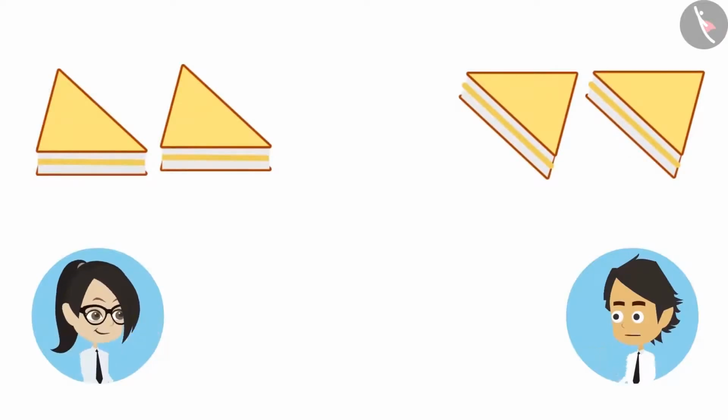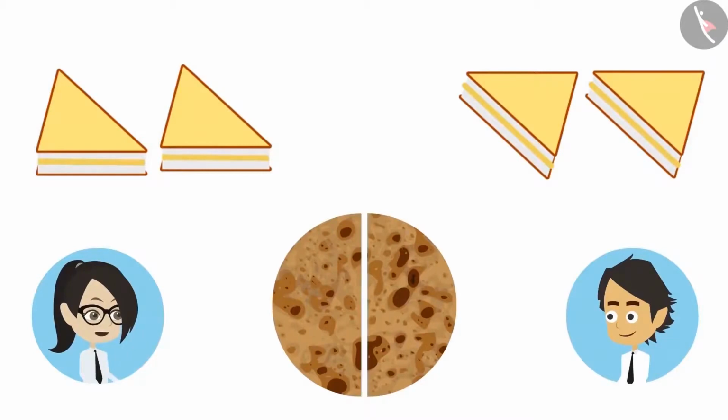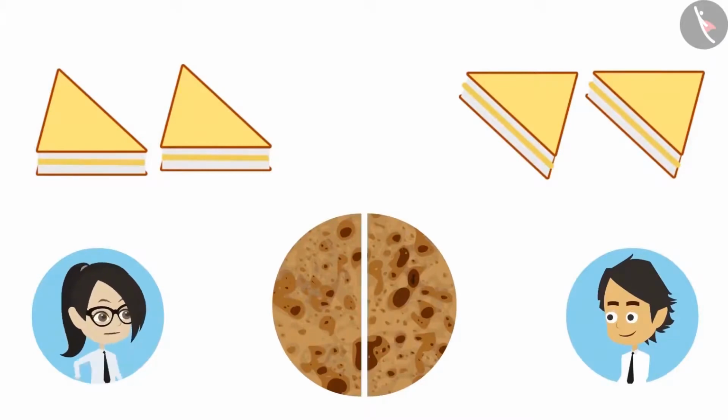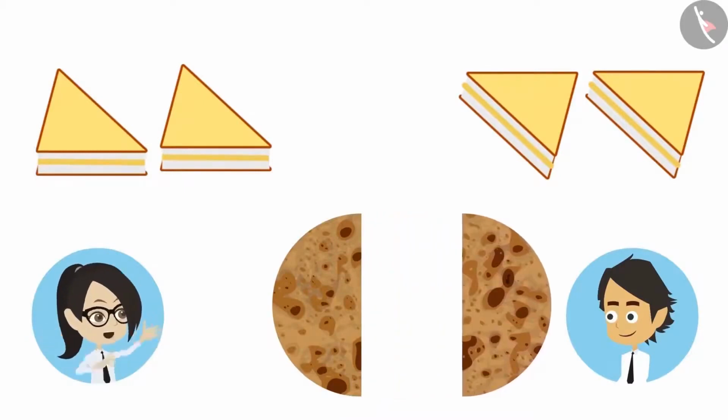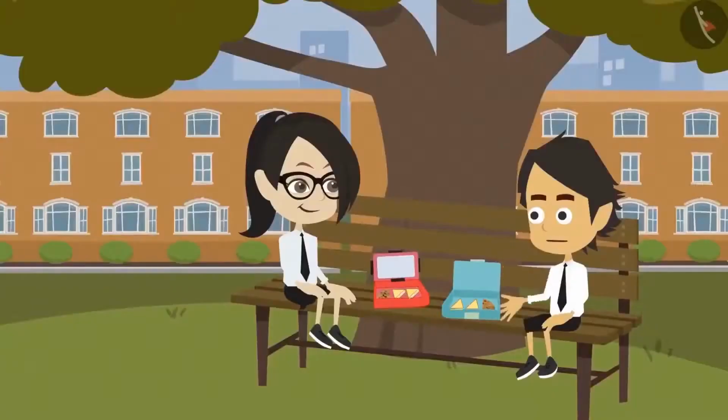Yes, now I have half of your sandwich. But we could count the sandwiches and find the number of halves. But I have only one paratha. How will we divide it into two halves? This is very easy. We will cut it from the middle. Now look, we made 2 equal halves of one paratha. Now you eat one part and I will eat one part. This means objects can be counted and divided to make a half.